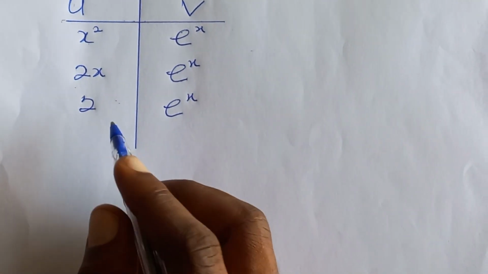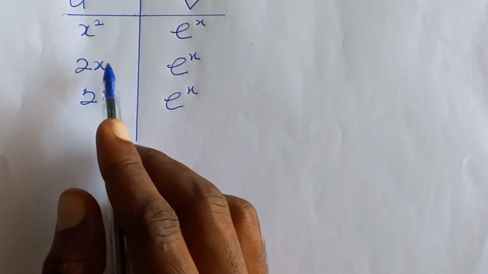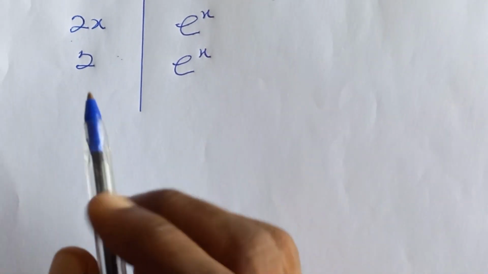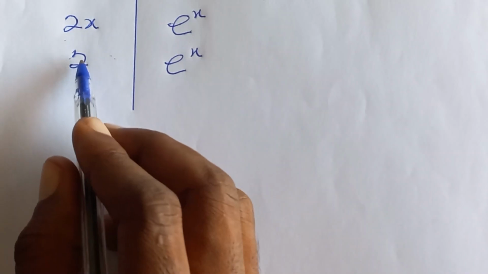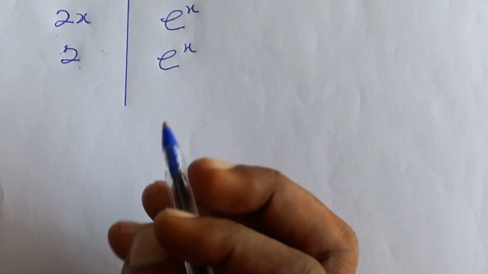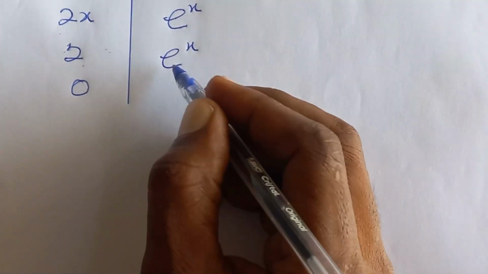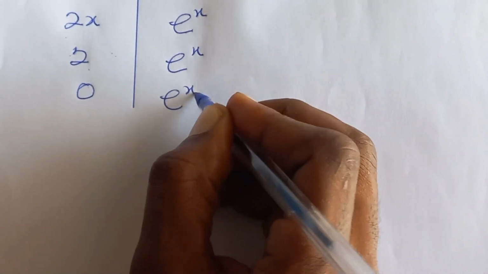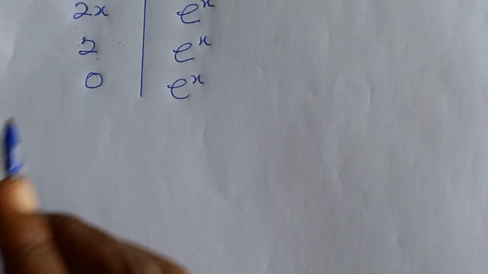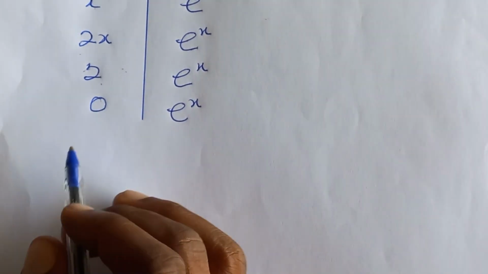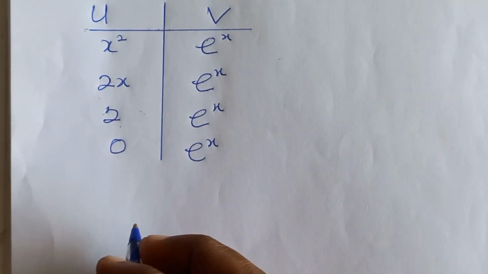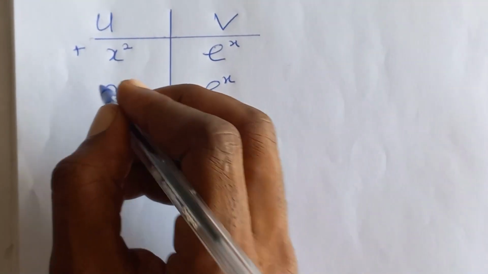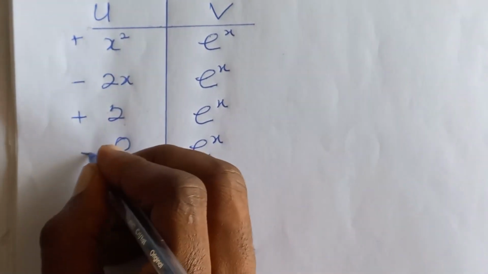Don't forget, you have to differentiate this side until you get 0 before you stop. So when you differentiate 2, what are you getting? You are getting 0. Then when you integrate e to the power x, we are getting back our e to the power x. Pay attention here, this is very important. After you are done, you do your plus and minus. The first one we plus, minus, plus, then minus.